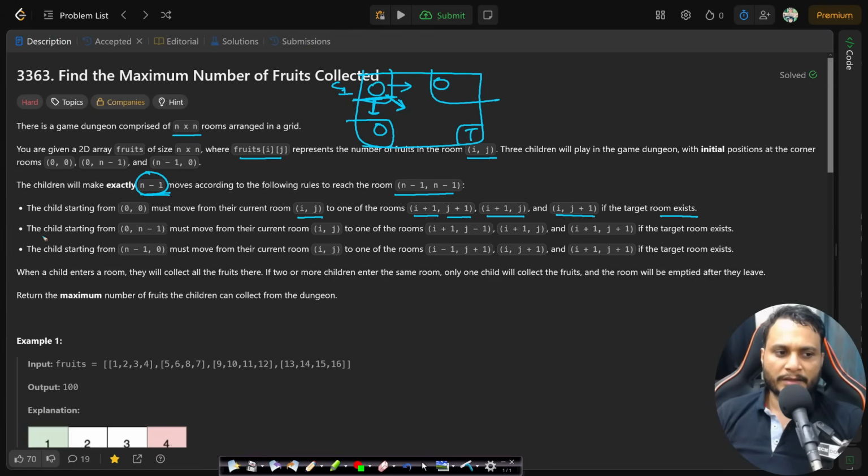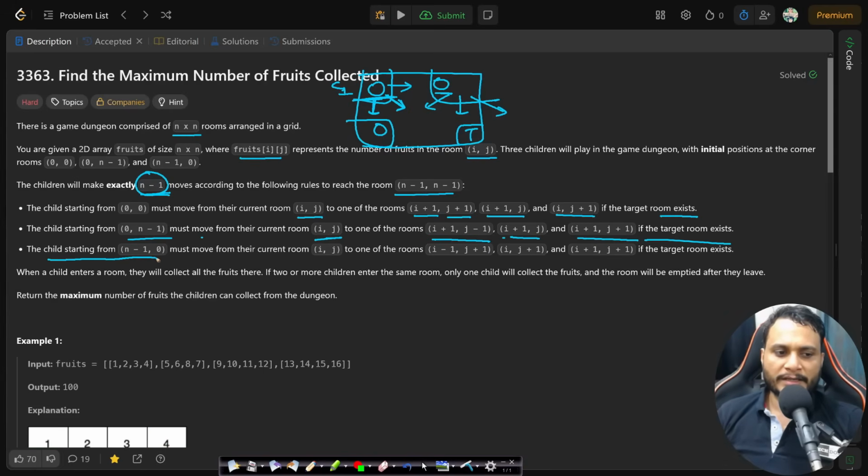Okay, the child starting at 0, n-1 must move from their current room i, j to one of the rooms at i plus 1, j minus 1, that means to the next row and to the previous column. Then i plus 1, j, that means down, and i plus 1, j plus 1, that means to the bottom right, if the target room exists. That means we cannot go out of bounds.